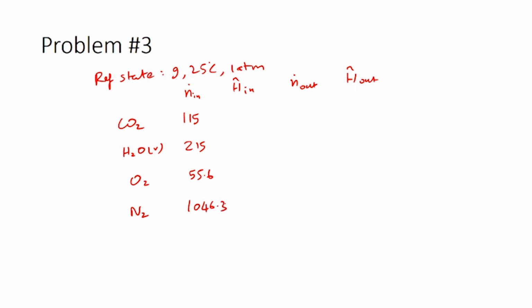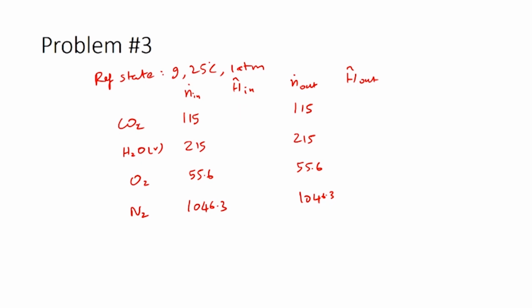So, the output of the furnace, which is the stack gas, is the input for the waste heat boiler. The composition of the stack gas which we calculated as the output has been used as the input in these terms. Inside the waste heat boiler there are no reactions. So, the number of moles of all these components will still remain the same. So, the outlet condition would also have the same components, 115 moles of carbon dioxide, 215 moles of water vapor and 55.6 moles of oxygen with 1046 moles of nitrogen. So, we now have to find out the enthalpy values for all these terms.